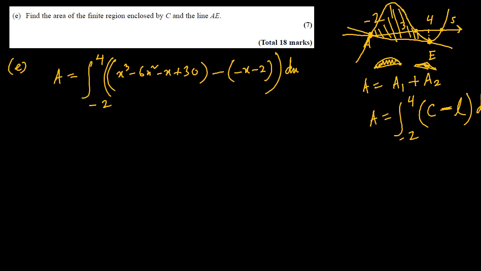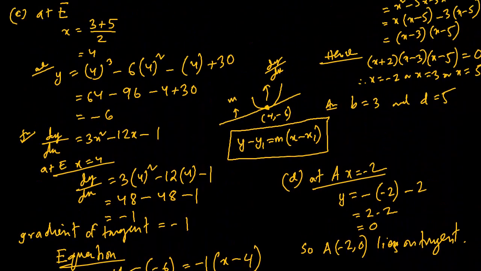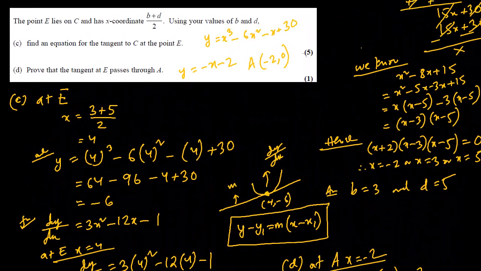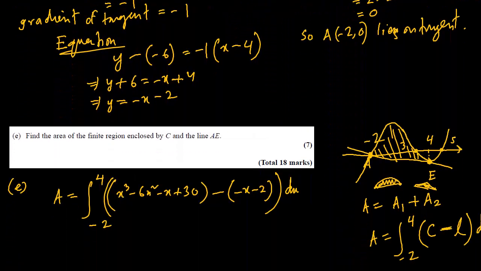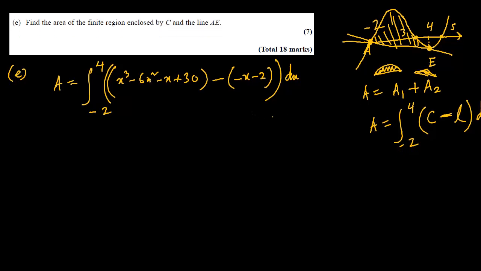Let me check again. So the equation is y equals x cubed minus 6x squared minus x plus 30, and the equation of the tangent line is y equals minus x minus 2. So we subtract the two equations. And that's what we do over here.